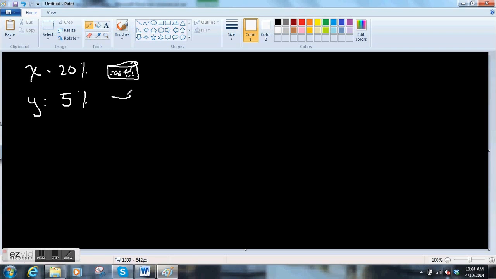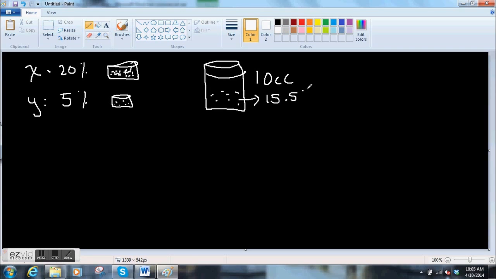And we're going to mix some amount of y that's less dense. It's only 5%. And we're going to mix them together, and we know at the end we're going to have a total of 10 cc's, cubic centimeters, and the solution is going to be 15.5%.